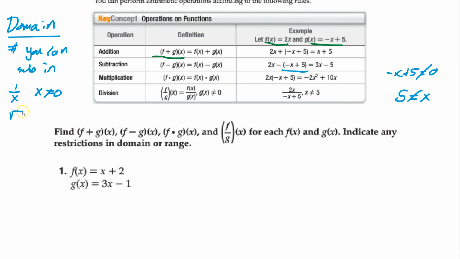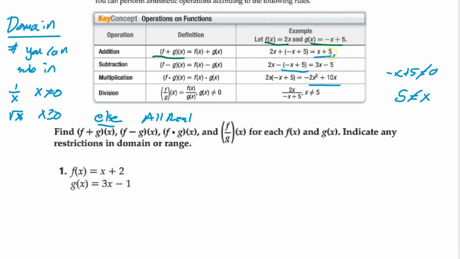If you think about square roots, we can't have negatives, so x has to be greater than or equal to 0. And that's the only thing we have to worry about right now. Everything else is all real numbers, because there's no issues, right? If I give you something that looks like this one right here, I can plug in anything I want. There's no fraction, there's no square root, all real numbers.